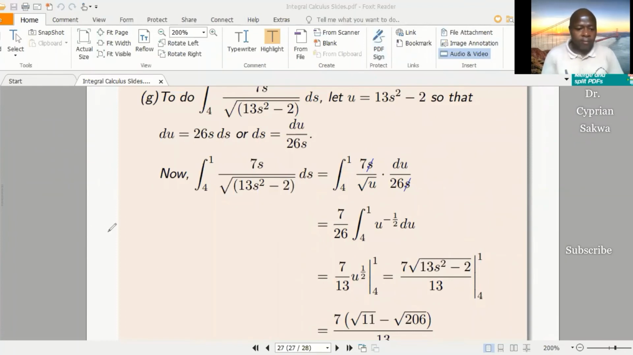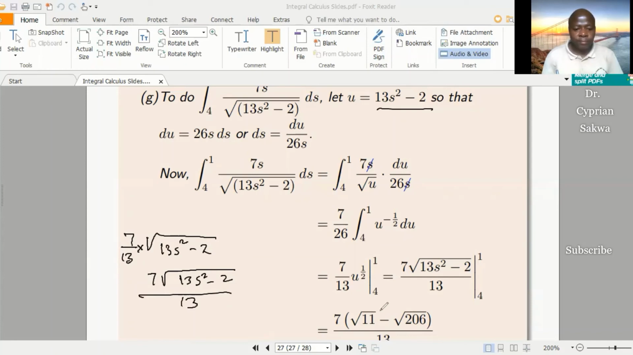When you substitute back here, what you'll have is 7 out of 13, instead of this u, and remember it's raised to a half, which means square root. So instead of u, we have the equivalent of u, which is 13s squared minus 2. This is what I have here. I just took this off the numerator, it's already in the numerator, so I just took it 7 times 13s squared minus 2, divided by 13. Yeah, that's what I have.